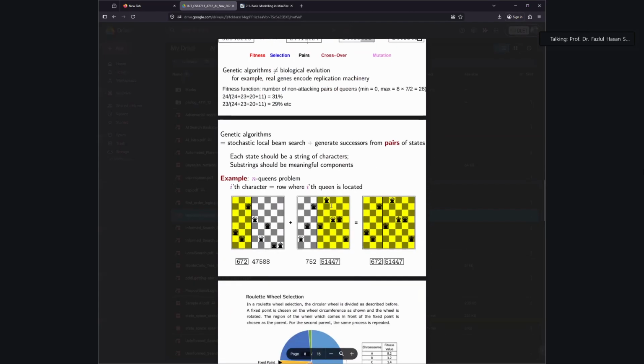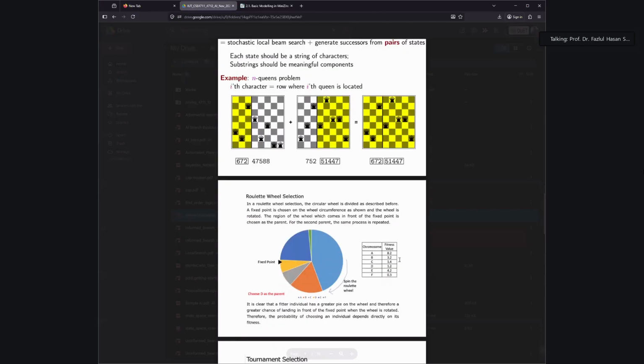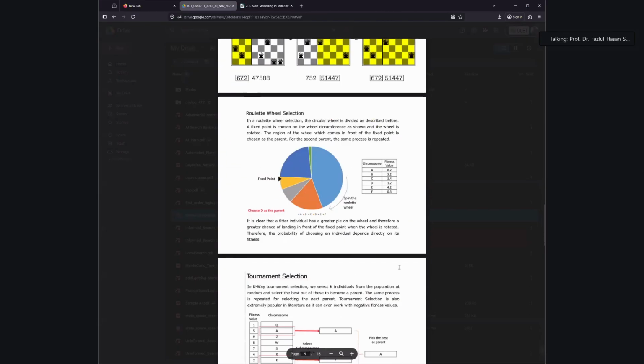And there is an example based on the n-queen problem. And again, I'm saying I will not give a single problem that is unknown to you. All will be given with the known problem set.